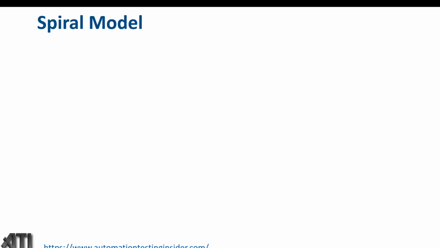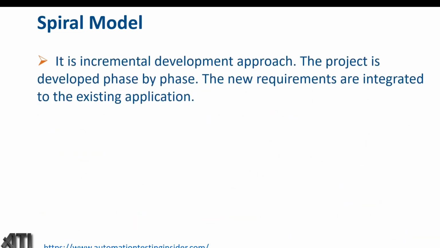So guys, as we discussed at the beginning of this video, a spiral model is the combination of waterfall model and iterative development approach. Let's talk about some of the points about a spiral model, so you can make a note of it. In the next slide, I'll show you with the help of a diagram so we understand better what a spiral model is. So let's get started. It is an incremental development approach.